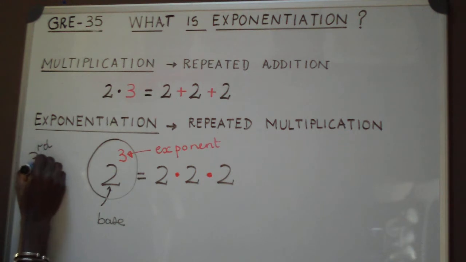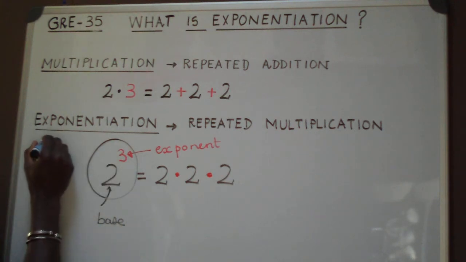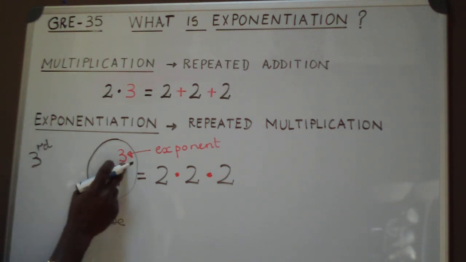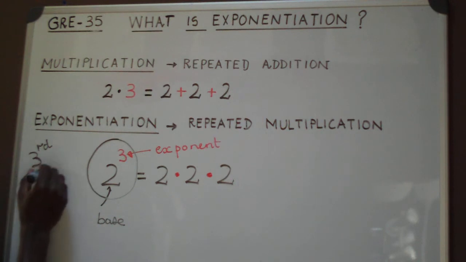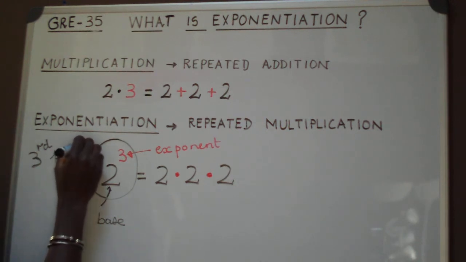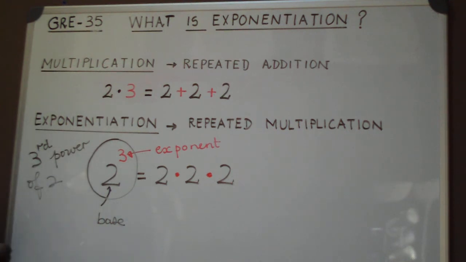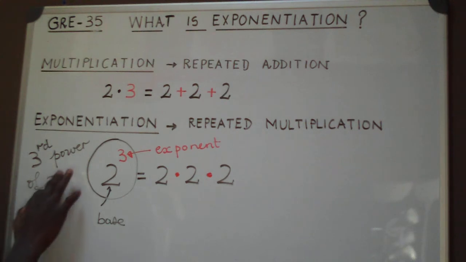Third, why third? Because here we have 3. If we had 2, then that would be the second power, but here we have 3, so therefore this is called the third power of 2.